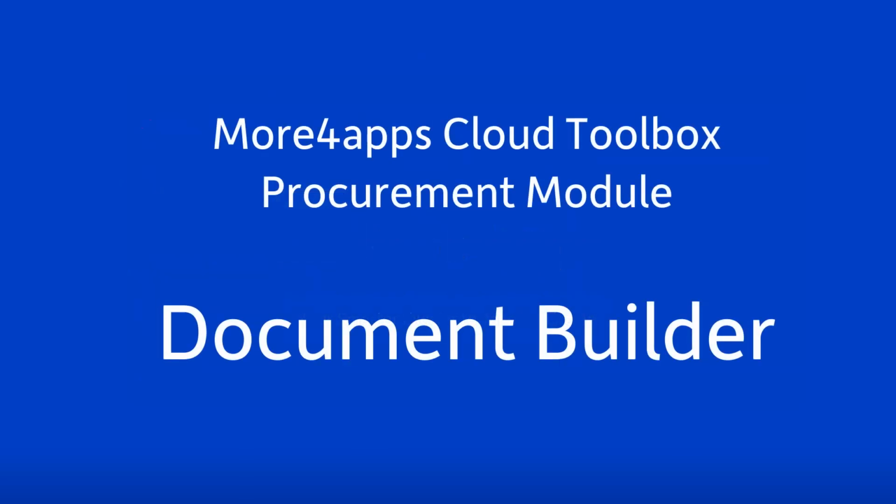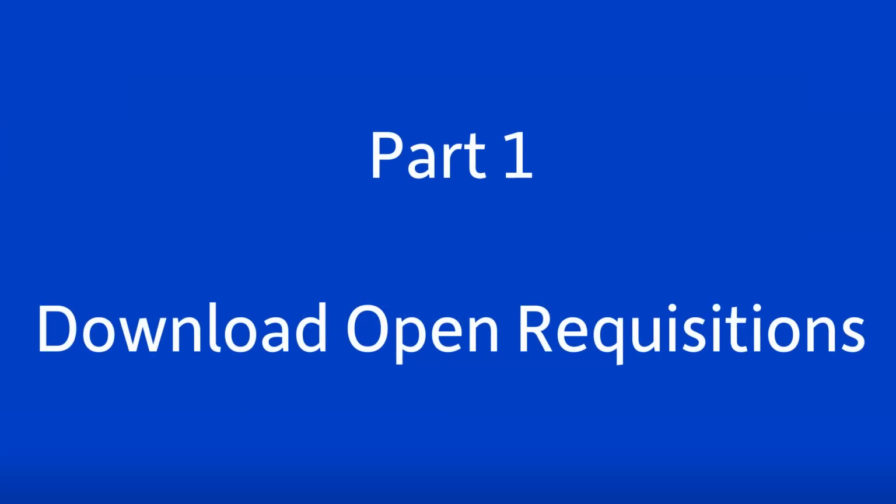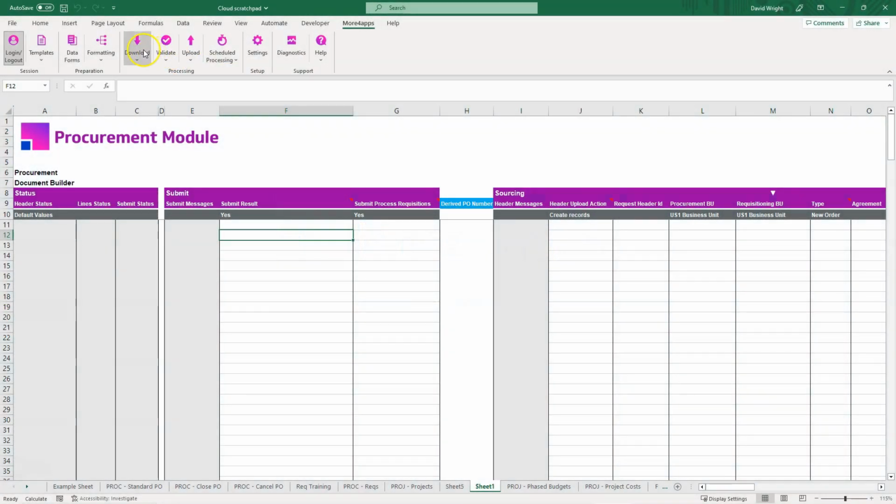Let's take a look at the document builder. This is part of the More for Apps cloud procurement module. There's 4 parts to the document builder process with More for Apps. Part 1, downloading the open requisitions.